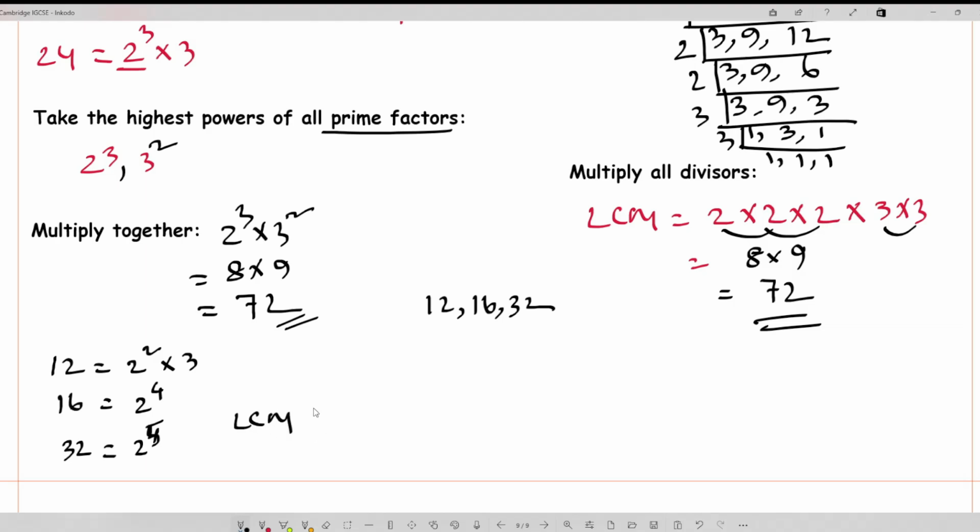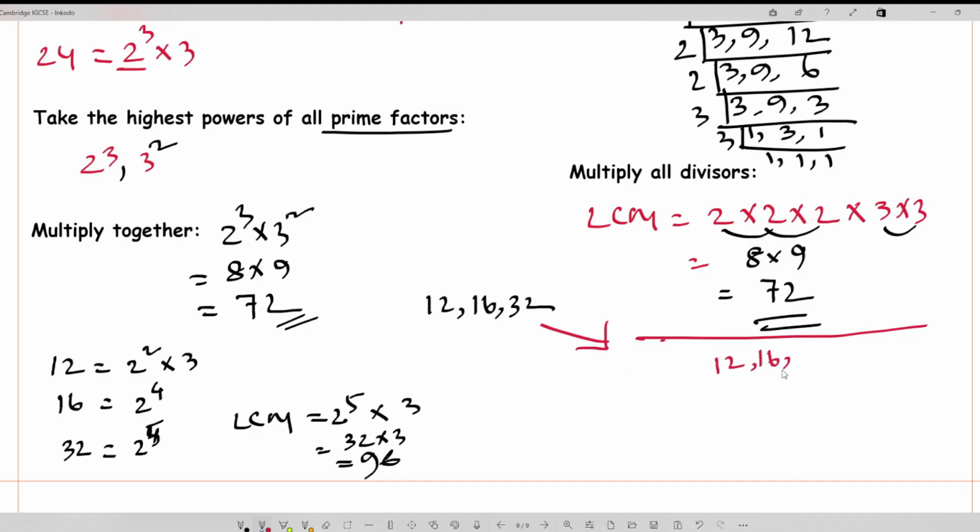For the LCM, we should multiply the highest powers. It means 2 to the power 5 times 3. It's 32 times 3. So 3 times 2 is 6, and 3 times 3 is 9. It means 96. What about the division method?